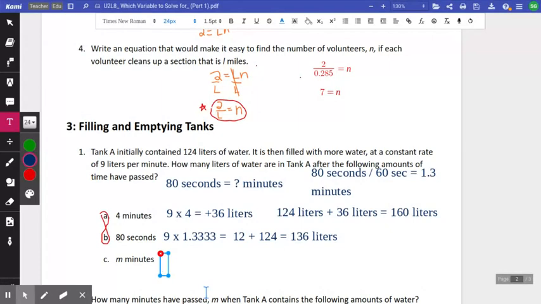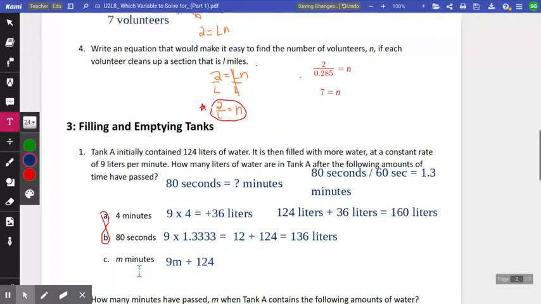Each time we're taking 9 and multiplying that by how many minutes go by. So you can write that as 9m. And then after we've done that, we add in that starting amount. So we could say 9m plus the 124. That expression right there represents how much water is in the tank. And if you wanted to, you could even say like equals W for total liters of water. But we get 9m plus 124 there.